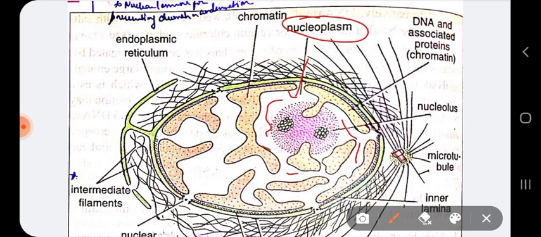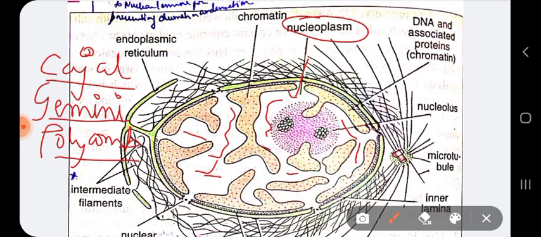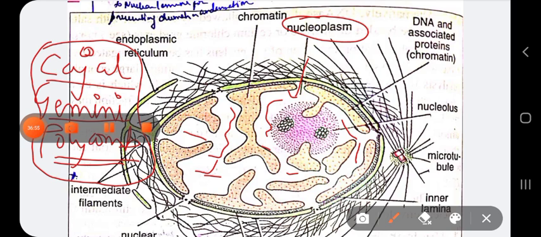Some nuclear bodies can be observed within this nucleoplasm, specific structures like Cajal bodies, Gemini bodies, and polycomb bodies. So within this nucleoplasm, we can observe such types of nuclear bodies.